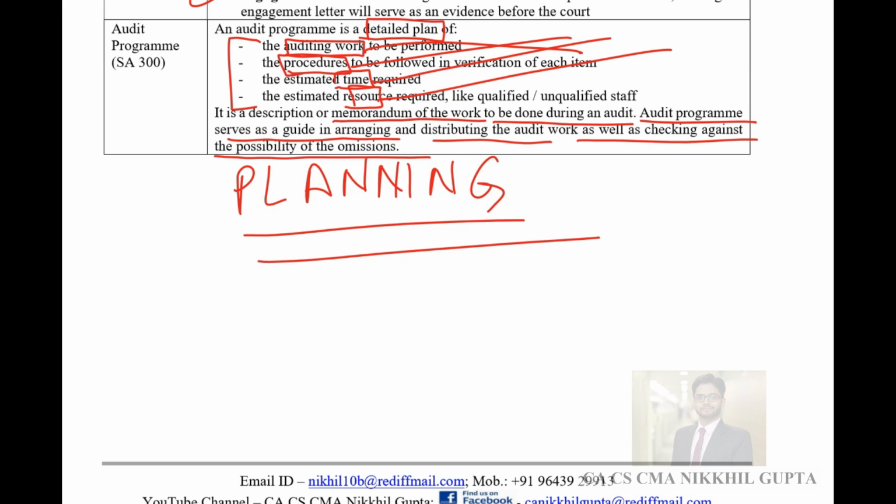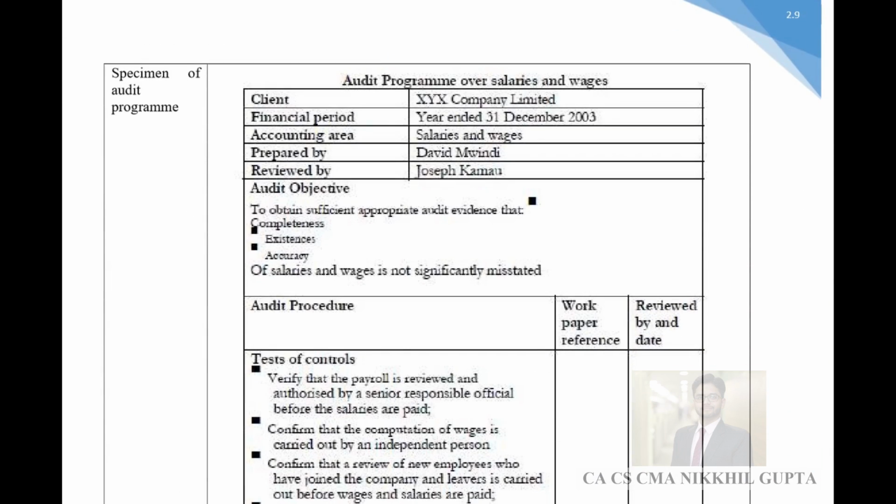So audit program is not only helpful in planning your work and doing your work systematically, it also helps you to avoid any omissions. If you have written all the audit procedures in a document, then you will be reminded of those audit procedures again and again. So the chances of missing out on anything reduce if you have a detailed audit plan. So the possibility of omissions is also omitted due to the audit program.